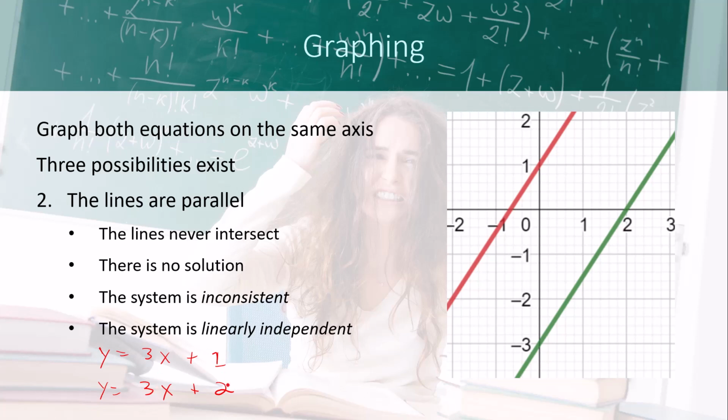Well, since they have different y-intercepts, they are not the exact same equation. They are parallel lines. So wherever you have an equation where you have the same slope but different y-intercepts, then they will never intersect. There is no solution, and the system is inconsistent, but the system is still linearly independent.